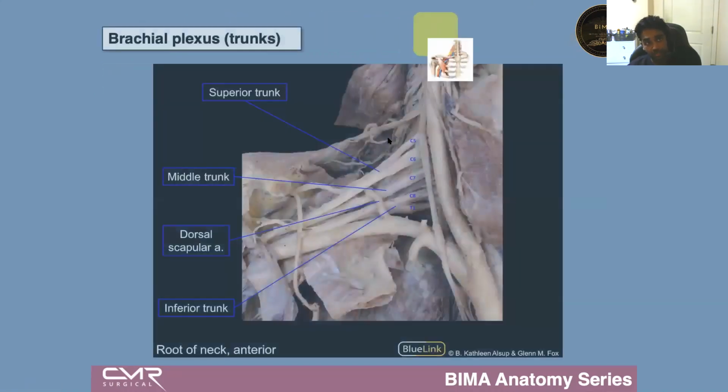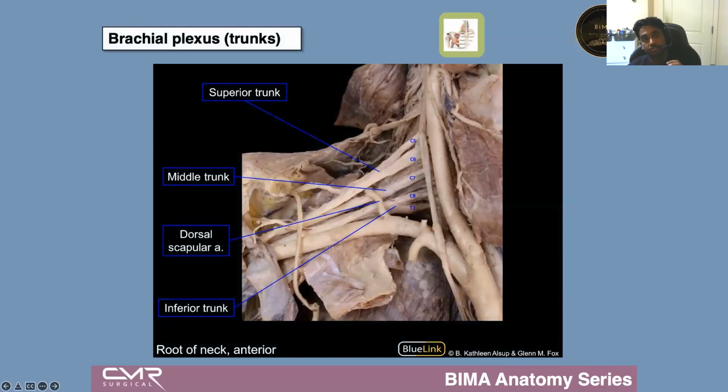To begin with, I'm going to talk through the trunks, a couple of the other divisions when it comes to the brachial plexus, and then we're going to go into the specific nerves, where I've created a couple of questions to increase the amount of interactivity, so that it registers in your brains a lot better.